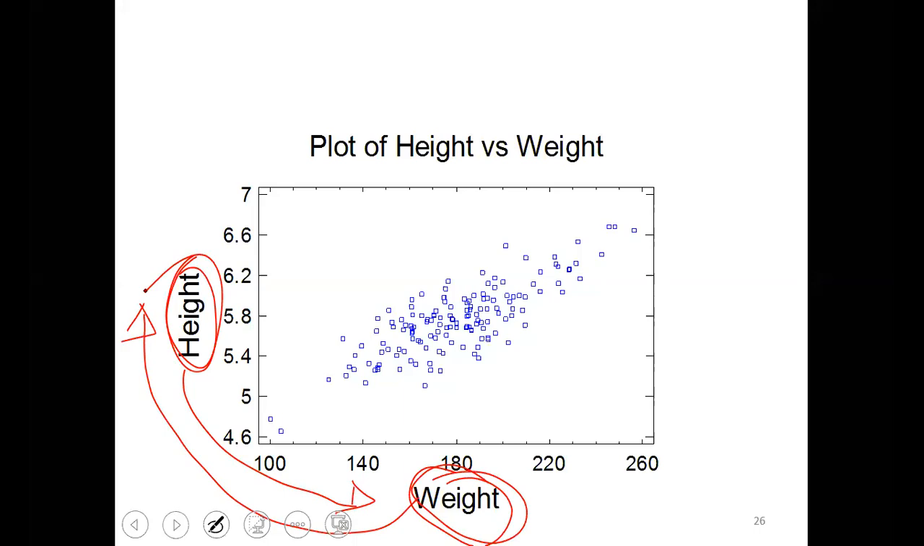Weight depends on height, right? So that is why height has to come on the x-axis and weight has to come on the y-axis, but it doesn't matter. This is an example. I want to focus more on this diagram. This diagram is called a scatter diagram or scatter plot, right?